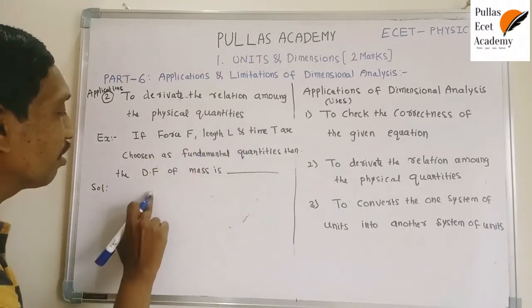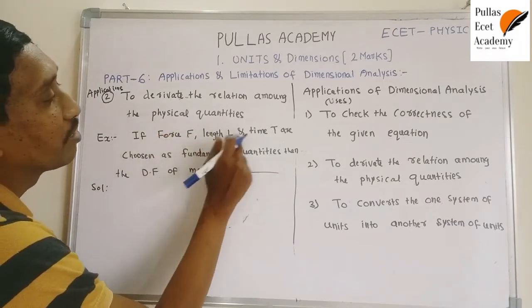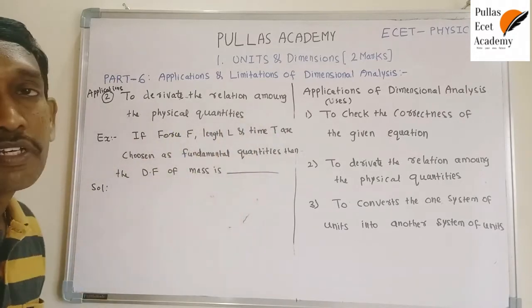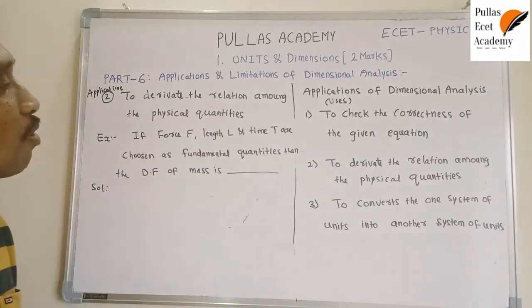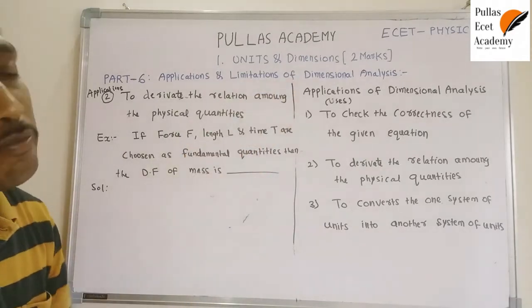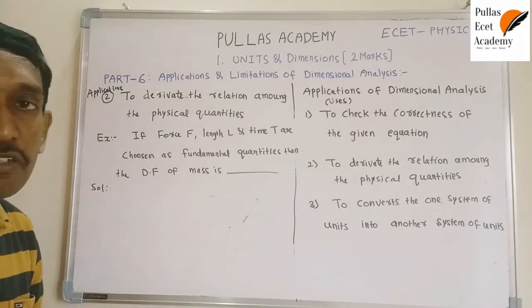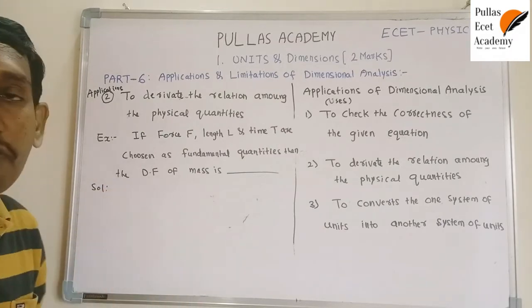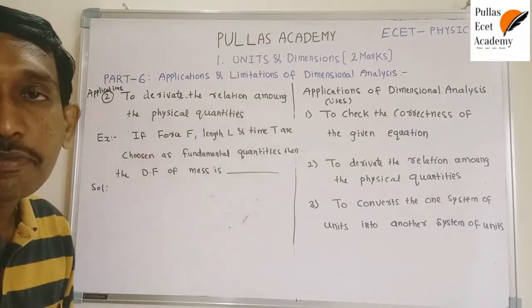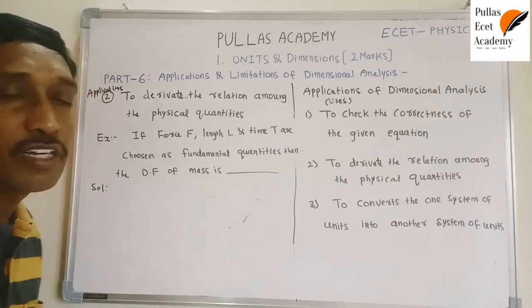So that means, from the given question, mass depends upon force, length, and time. But how many forces, how many lengths, how many times, we don't know. These "how many" indicate the dimensions, which are only understood by application of dimensional formulas. By applying the dimensional formulas in the equation, finally you get how many forces, how many lengths, and how many times. That's the procedure to construct the relation among these different quantities.